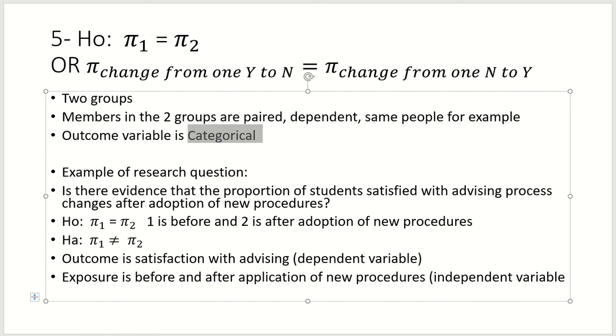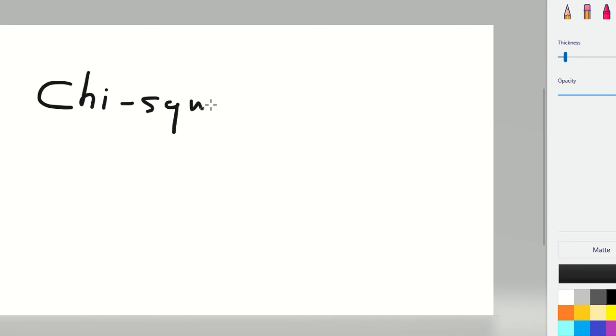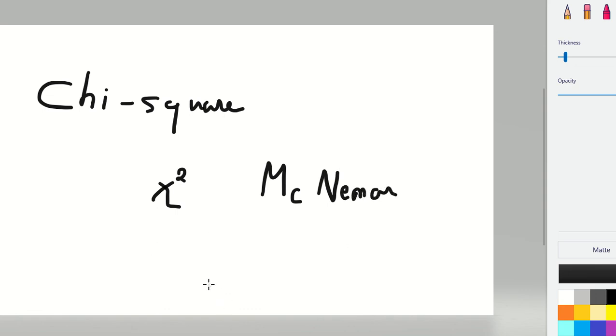And here the test that we're going to use, I'm not going to go over the formula, but just quickly, the test here is called a chi-square. And chi is represented with something that looks like an x, but it's not an x, it's chi squared. Now this specific chi-square is called the McNemar chi-square. Okay, so this is the McNemar chi-square.